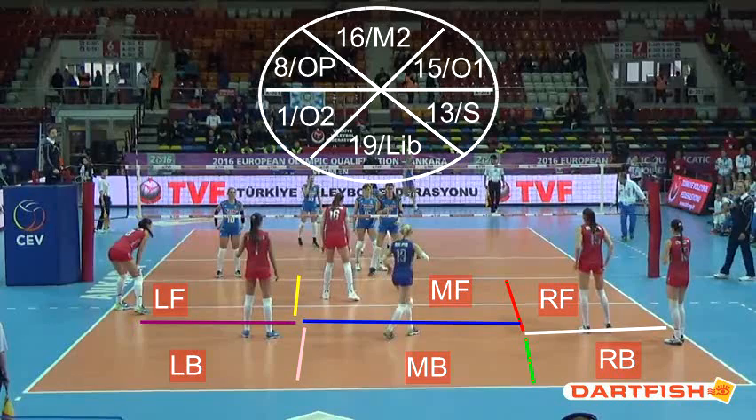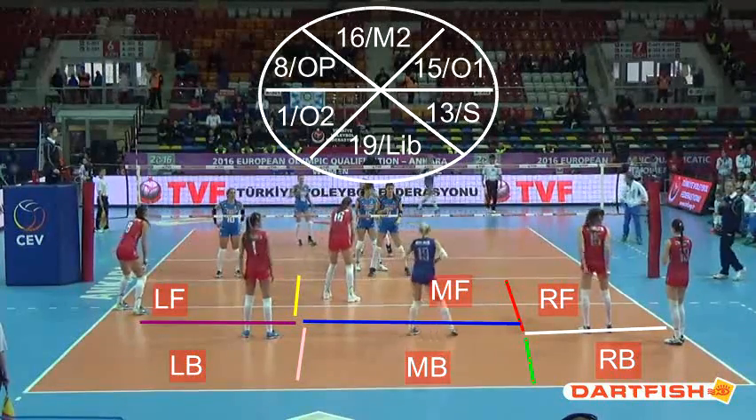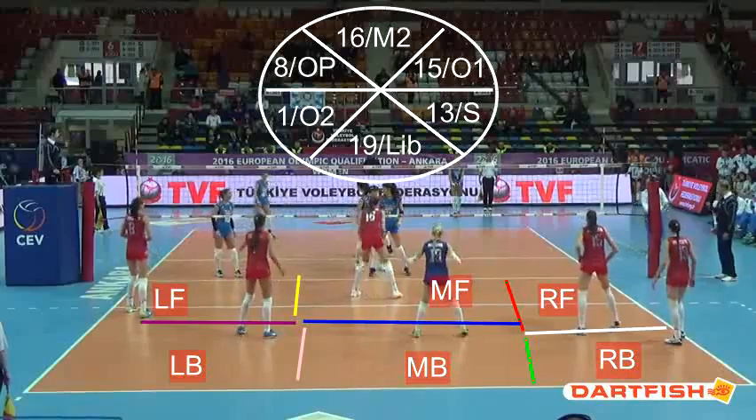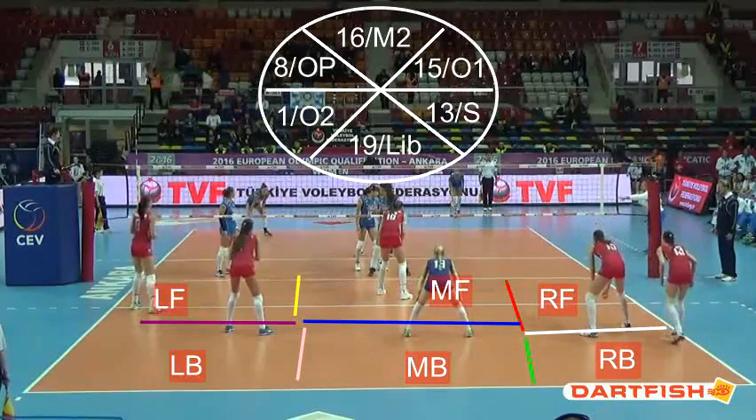So here we've got everybody set up. The left back is the O2, number 1. She's behind number 8, the opposite, who's left front. The libero is in middle back, number 19, and she's behind number 16. She's also in between number 13 and 1, the right front and right back. And number 16 is in between the 15, the right front, and number 8, the left front. Once the ball is contacted for serve, you can switch to any position.